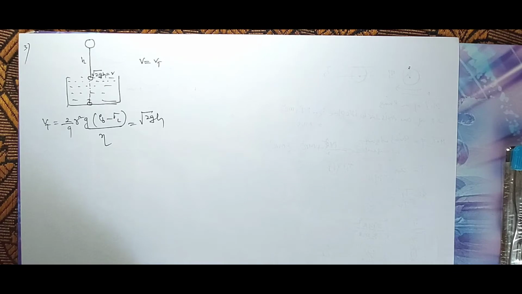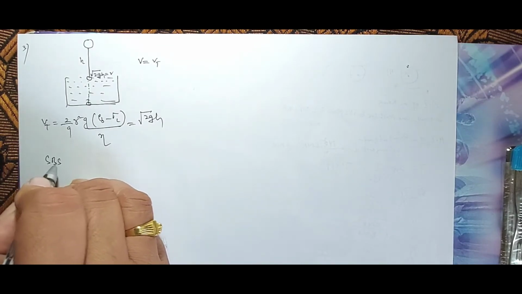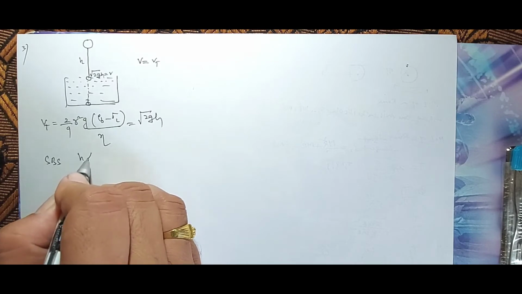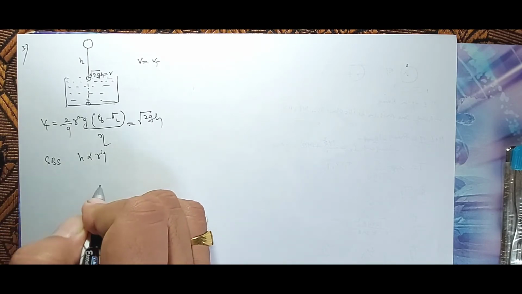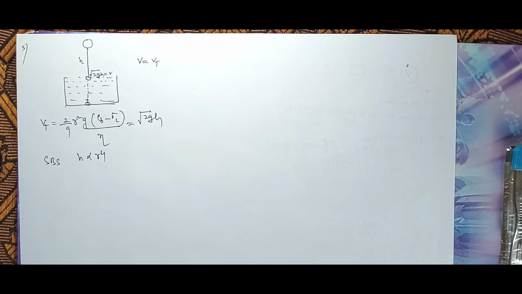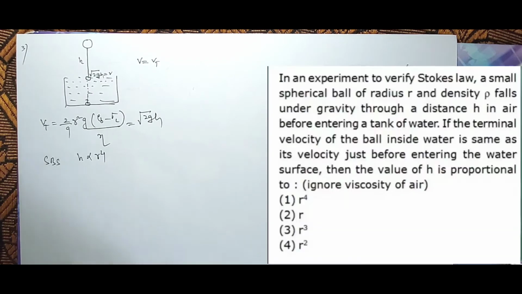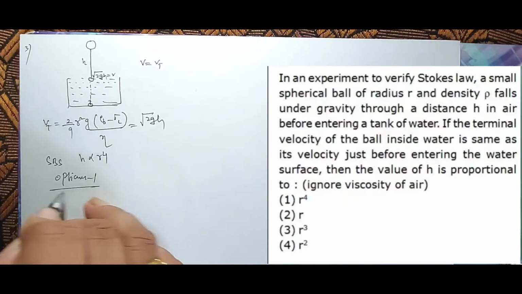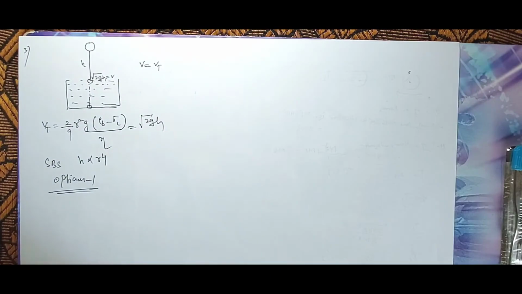Whenever we square on both sides, what do we get here? h is directly proportional to r power 4. So our option is option 1. This is our answer.